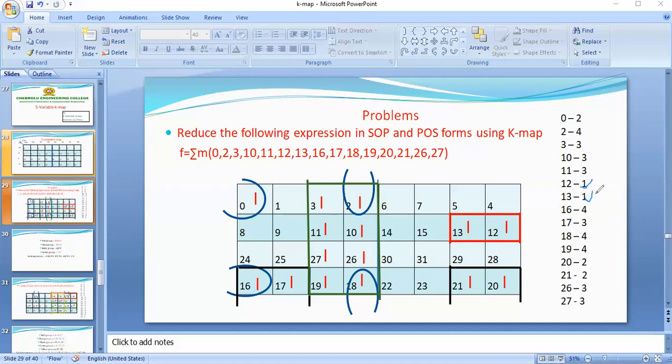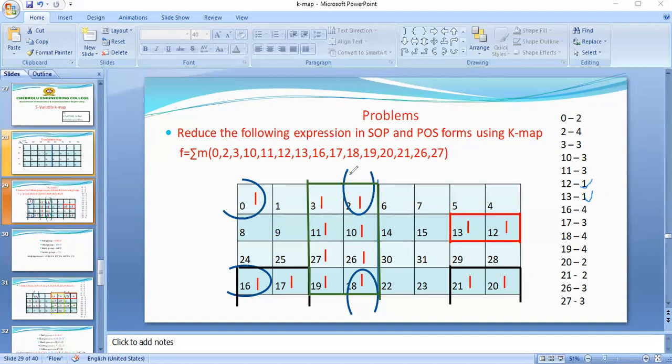After that, which minterm has to be considered? The least adjacency minterms next. What are those? 0, 20, and 21. So you have to consider 0. For 0, can we group 8 or can we group 16? No, there is no possibility. So we can only group 4 numbers.